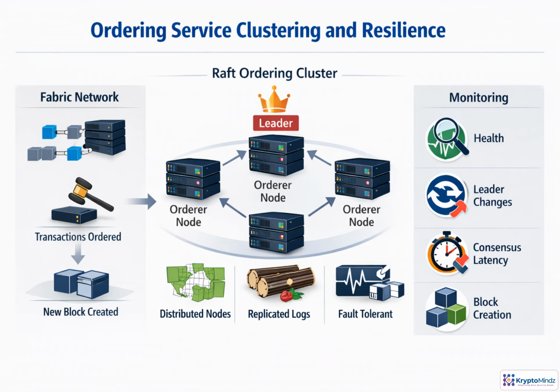The ordering service is where endorsed transactions become a shared sequence and are packaged into blocks. Because this path is critical, avoid relying on a single orderer. In a Raft cluster, the leader appends transactions to the log, followers replicate that log, and the cluster can elect a new leader if the current one fails. Place orderers across independent failure domains and monitor health, leader changes, consensus latency, and block creation to detect resilience issues early.